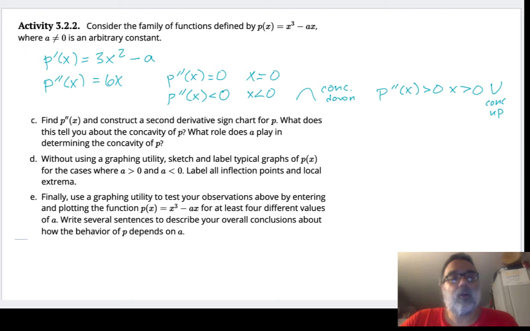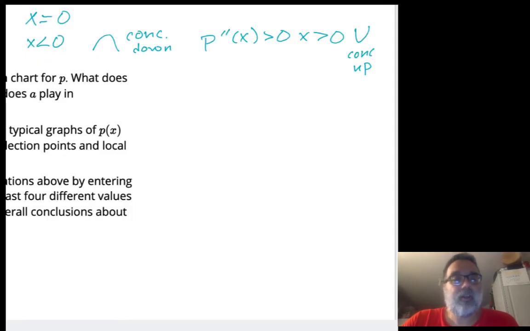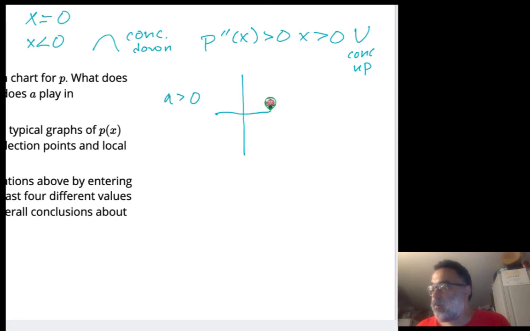Okay, so without using a graphing utility, sketch and label typical graphs of p of x for the cases where a is greater than 0 and a is less than 0. I feel like I've kind of already done this. All right, so I know the point when x is 0, and this is the original function, I get 0 out. So it's always going to cross through here. And I know it's concave down on the left side and concave up on the right side.